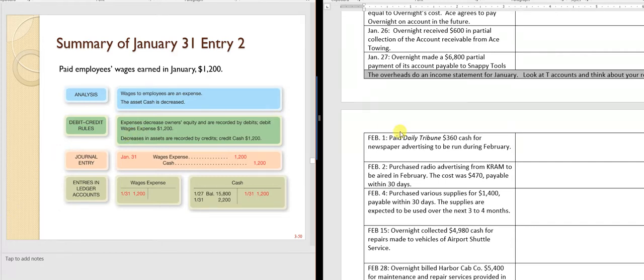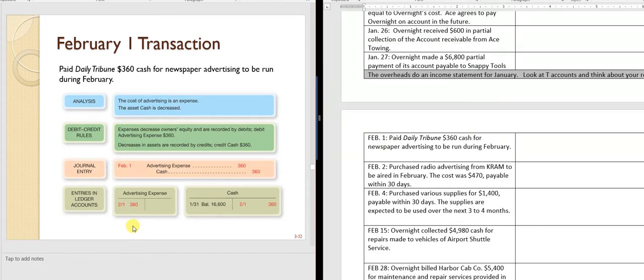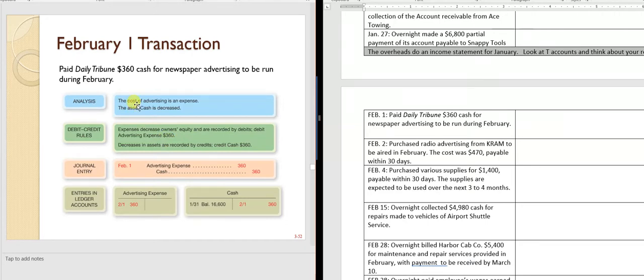Wages to employees, again, you will have that. Wages expense, and I credit cash. Utilities expense, I'm not really sure why I don't have any of those. I debit utilities expense. Utilities is the cost of doing business, and so I paid $200 and I credit cash. I missed all these. So February 1st, looks like I missed 3. Okay, you will have them, so make sure you record them, and you post them in these ledger accounts right below.